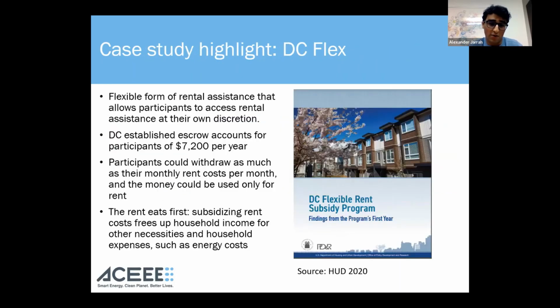One case study I wanted to highlight a bit more in depth is the DC Flex program. This is a flexible form of rental assistance that allows participants to access rental assistance at their own discretion. DC set up escrow accounts for each participant, and the participants could withdraw as much as their monthly rent cost per month, and the money could only be used for rent. And the reason this is important is that the rent eats first, so subsidizing rent costs can free up household income for other necessities, such as energy costs or transportation costs.